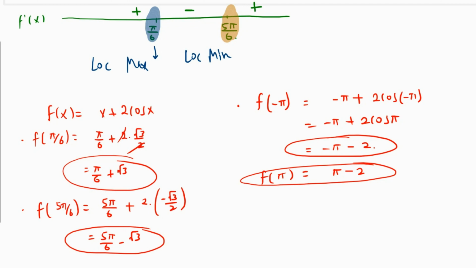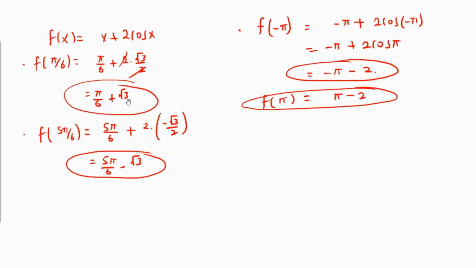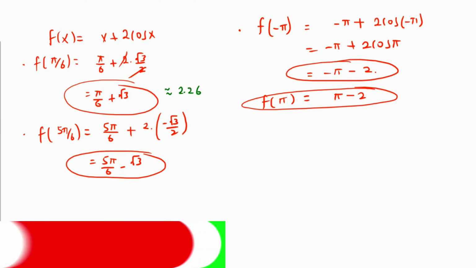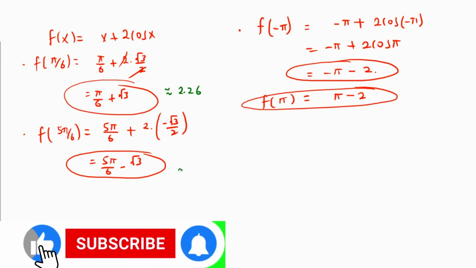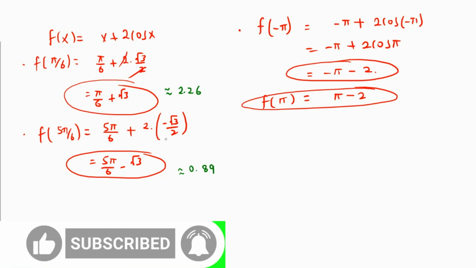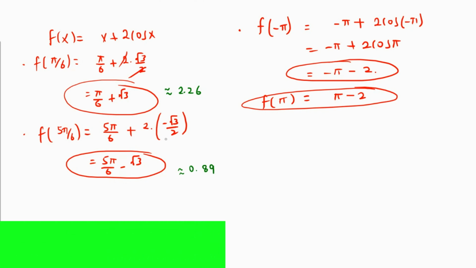So now we have to find the approximate values of all these four numbers to find the absolute maxima and absolute minima. So let me just do that. The first one has an approximate value of 2.26. The second one, 5 pi over 6 minus root 3, has an approximate value of 0.89. Then we have minus pi minus 2, which is close to negative 5.14.